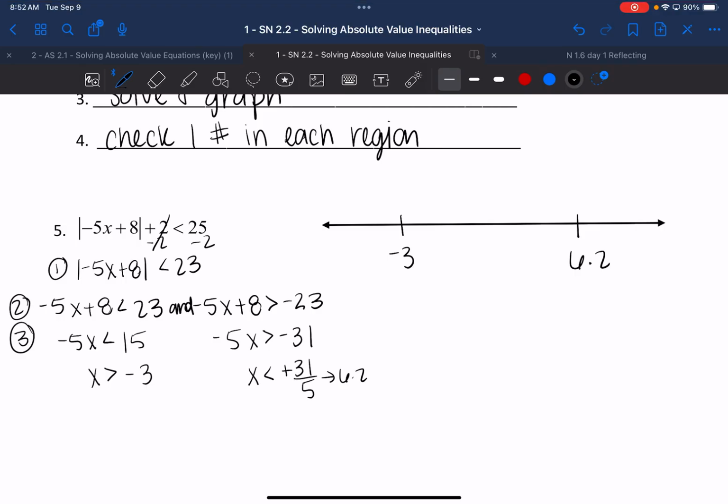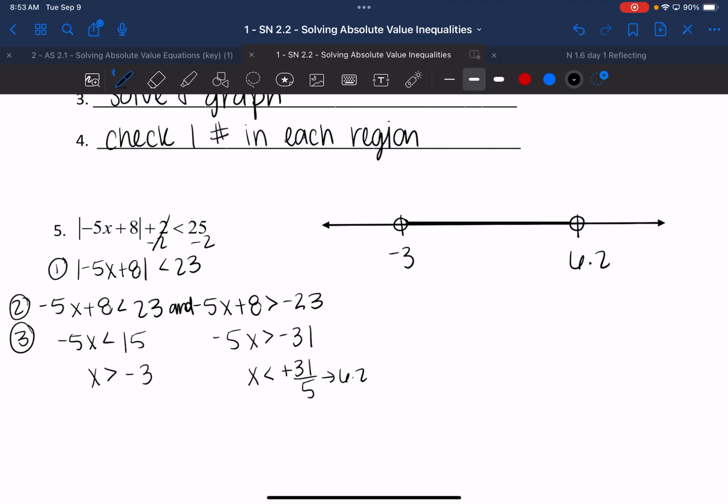Are they open or closed points? Open. Okay. And we said this was an and statement. So and means they should overlap, right? Okay, well, from negative 3, I am headed to the right. Okay. And from 6.2, I'm headed to the left. So sure enough, we are going to have overlap, right? They are going to intersect in between negative 3 and 6.2. Okay?